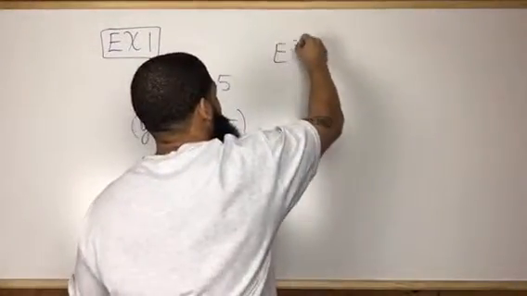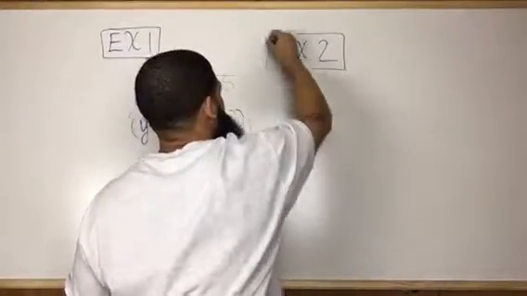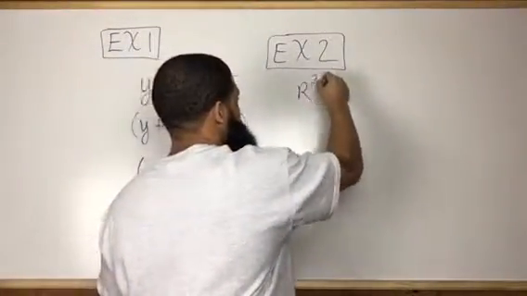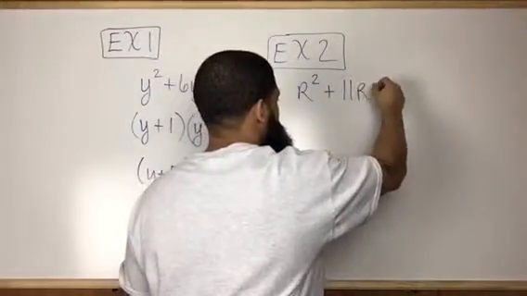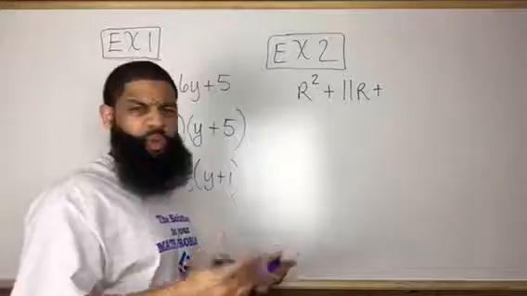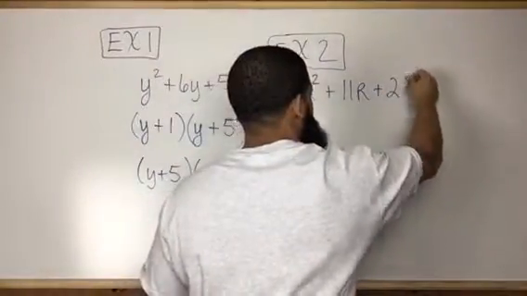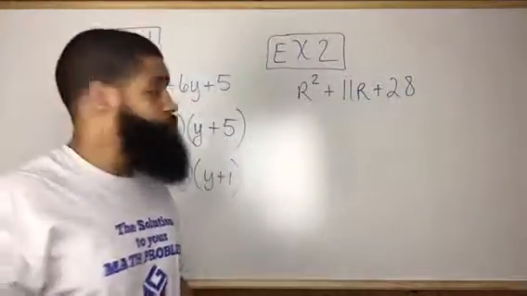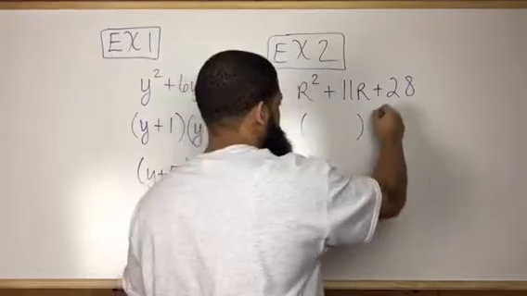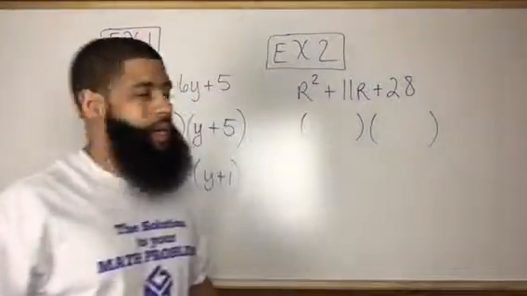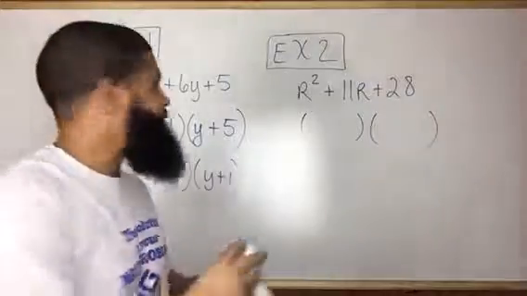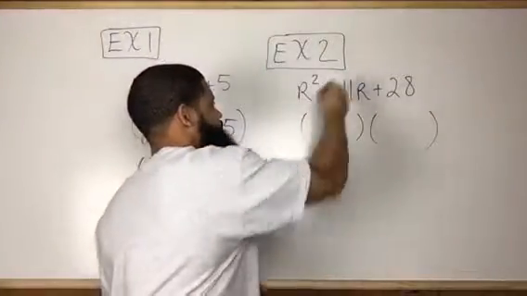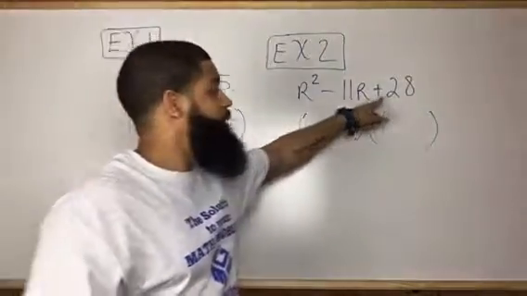Now, if I go to my second example, I have r squared plus 11r plus 28. Once again, I'm going to put my parentheses here and my parentheses here. Actually, let's switch it up a little bit. Let's make it minus 11r. A different type of problem.